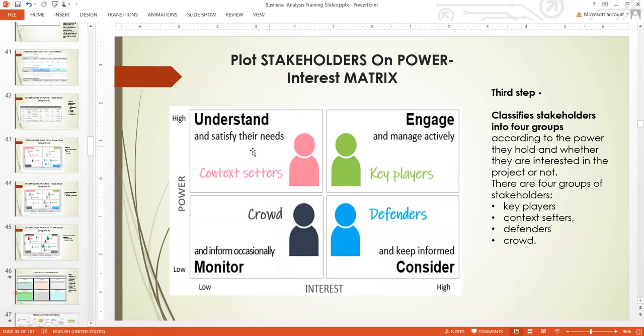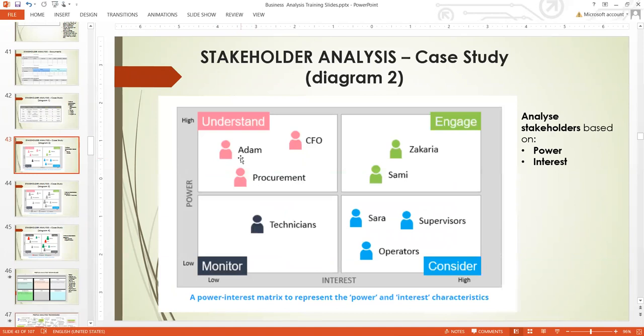So we come here, we're looking at Adam here. You can see Adam is already showing red, all these people are red. For Adam, it says understand. So you need to understand Adam and satisfy Adam in order to have peace of mind in this project. Then Zachariah and Sammy here, it says engage them. So you keep engaging them.